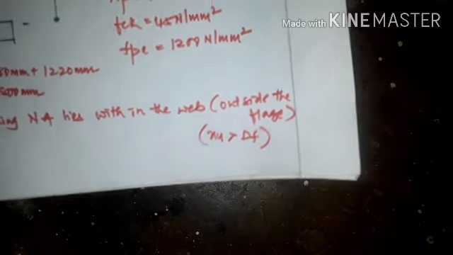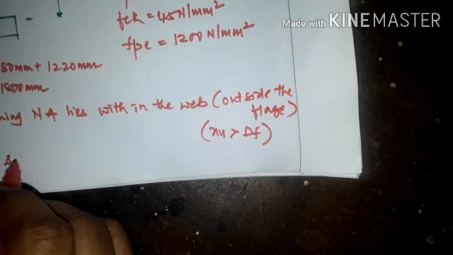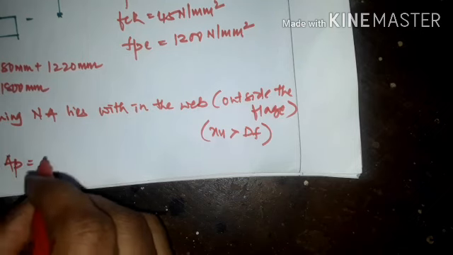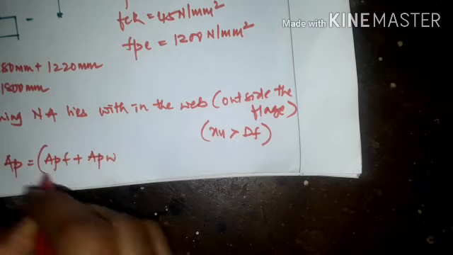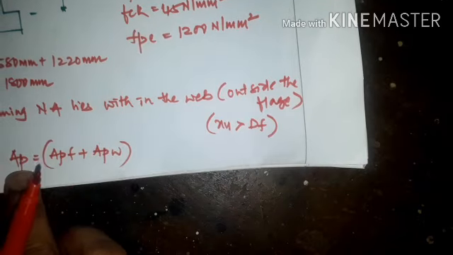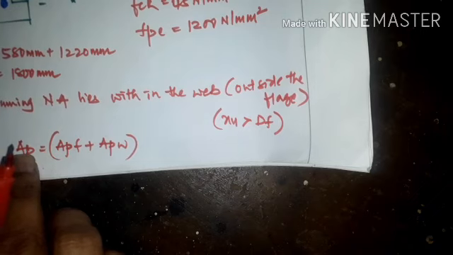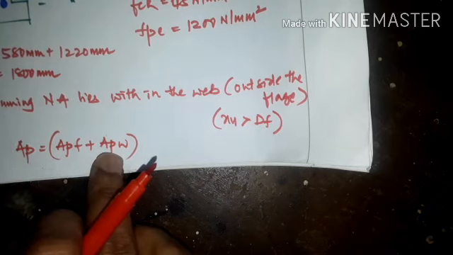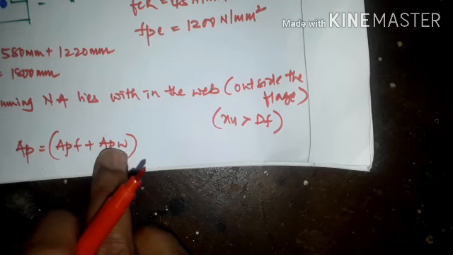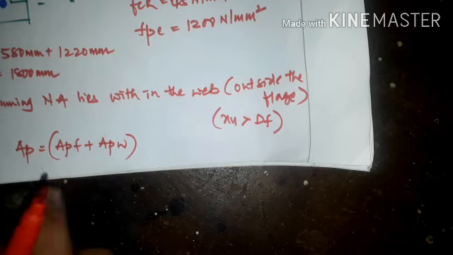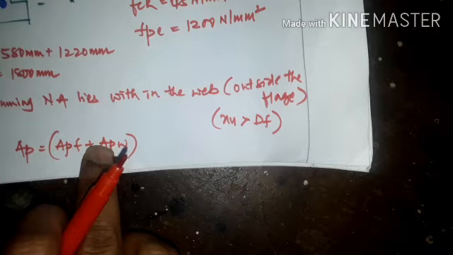So for that, AP is given as APF plus APW. Because it is lying outside the flange, the total AP should be APF plus APW, because it is lying within the web, so you have to consider AP web also. So AP should be equal to APF plus APW.